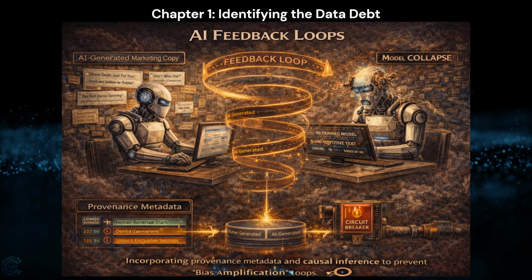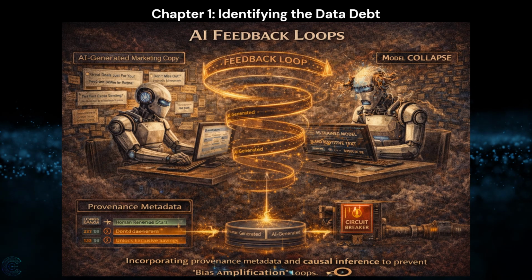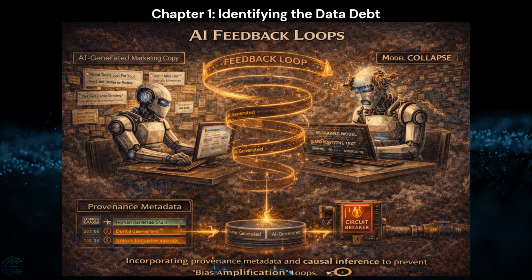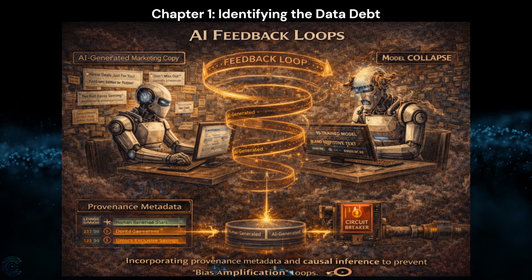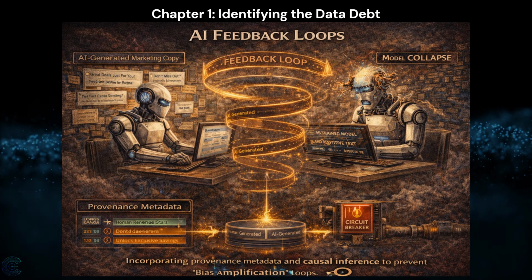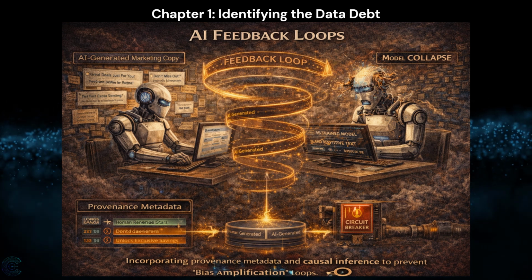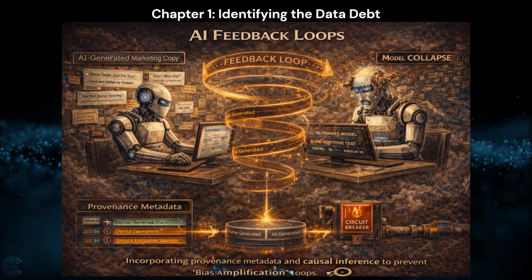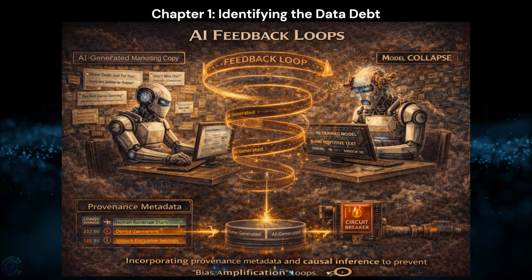AI feedback loops, self-reinforcing errors. Problem: AI models consuming AI-generated data, leading to model collapse. Situation: an LLM generates marketing copy. A second LLM is trained on that copy. Over time, the second model becomes bland and repetitive because it lacks the entropy of human-generated data.